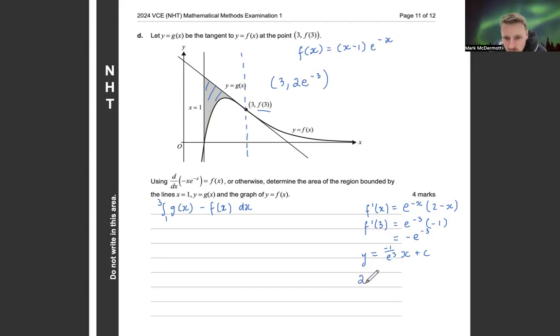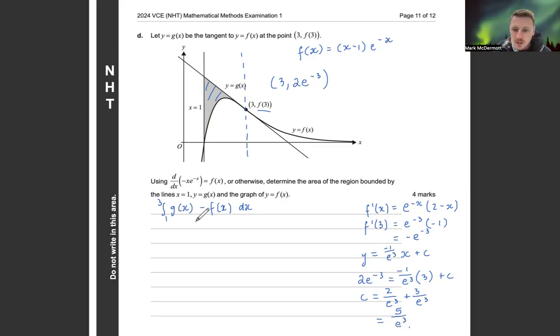So when y is 2e to the negative 3, we're trying to work out c here, right? So this is negative 1 on e cubed multiplied by x. Well, x is 3 at that point, plus c. So after all this, we're not even anywhere near the answer. So what we can say is c is equal to 2 on e cubed, the left-hand side, and I'm going to add 3 on e cubed. So I'm going to get 5 on e cubed.